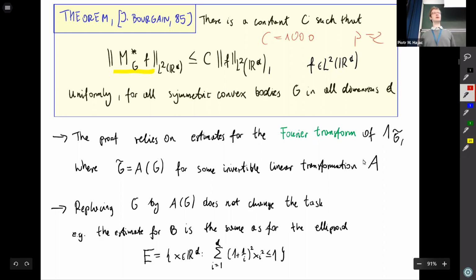Okay, so in a way it's weaker than Stein's result because it doesn't cover p less than 2. But on the other hand, it's much stronger because it covers all symmetric convex sets. So it doesn't depend on it being a specific ball or something.